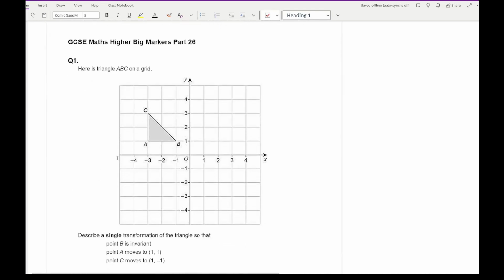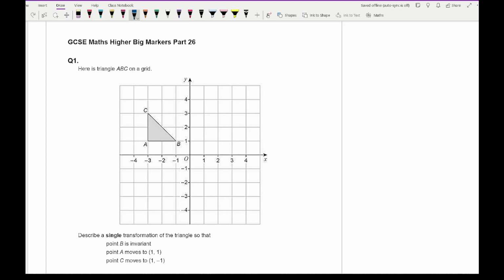So question 1 says, here is a triangle ABC on a grid, and it says describe the single transformation of the triangle so that point B is invariant, point A moves to (1, 1), and point C moves to (1, -1). Now with these types of questions, it's really important that you do actually plot and follow those instructions, because that in itself will be your working out.